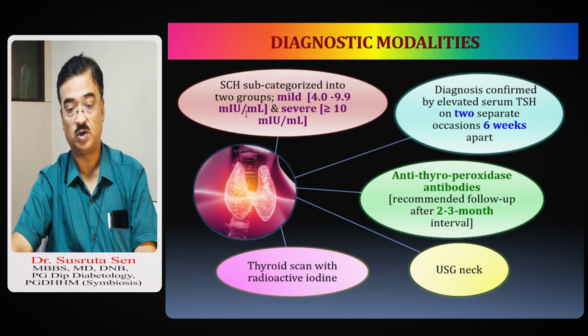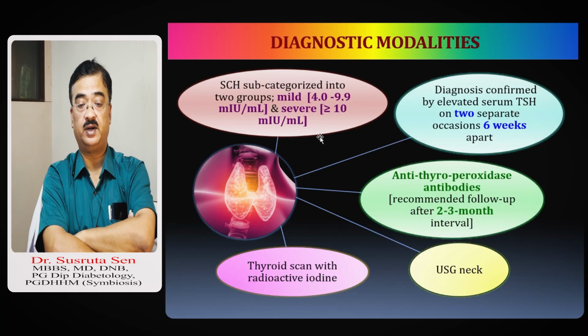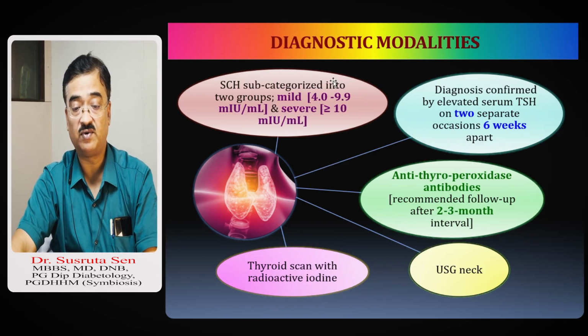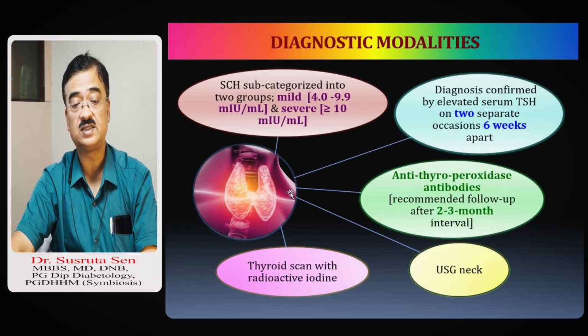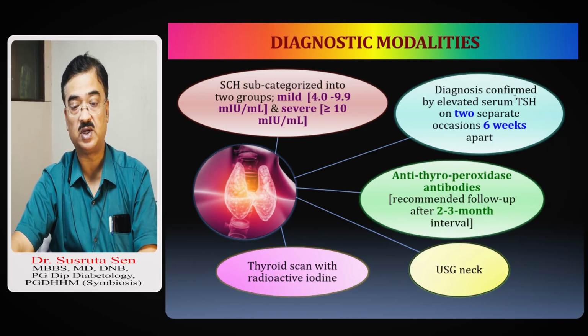The diagnostic modalities. CH is categorized in two groups. One is a mild variety, where TSH remains between 4 to 9.9, and a severe variety when TSH is more than 10. Why am I calling it the severe variety? Because TSH is more than 10, but T4 and FT4 are normal.